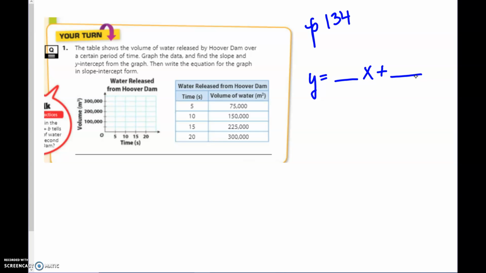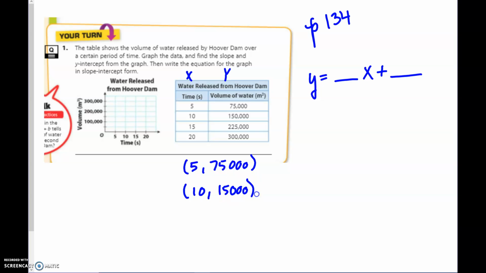Well, it looks like I have a chart here, and from this chart, I don't see a 0 in this y, or up here in this x value. So here's x, here's y. I don't see a 0, so I'm going to find my slope first. So pick any two ordered pairs you want. The first ordered pair I'm going to pick is 5 and 75,000. And then I can use the other ordered pair, 10 and 150,000.